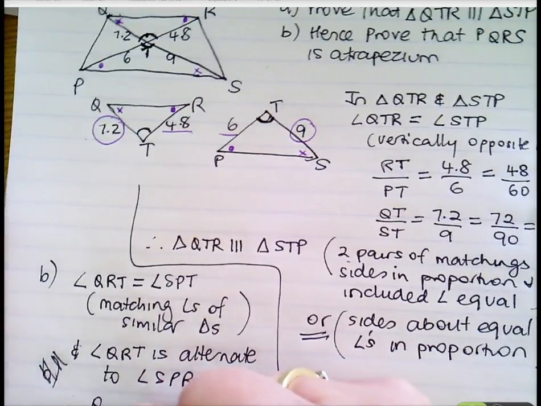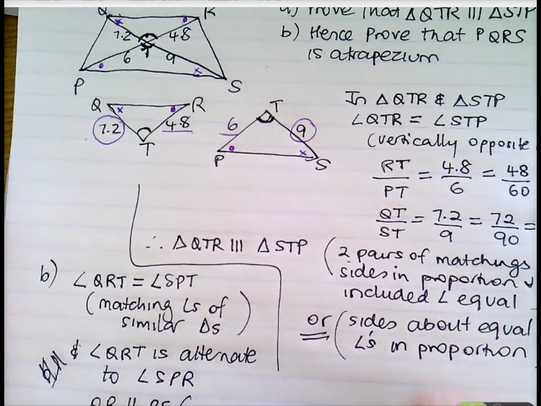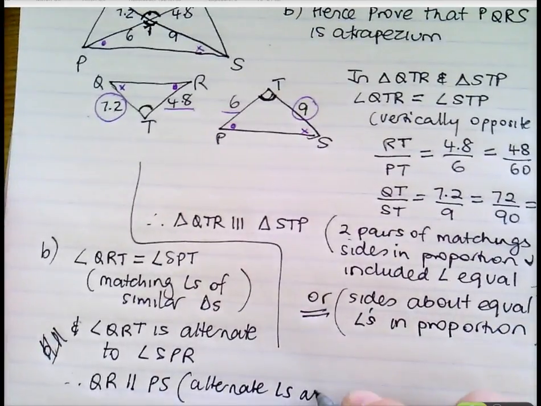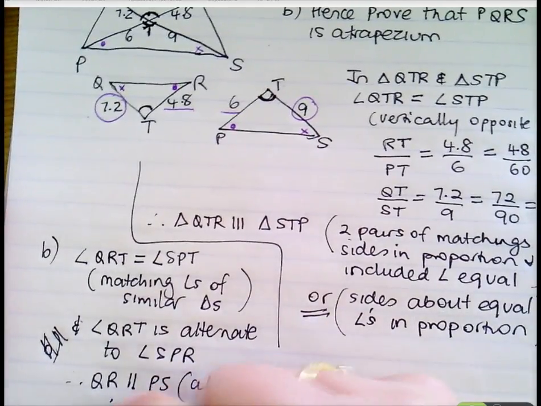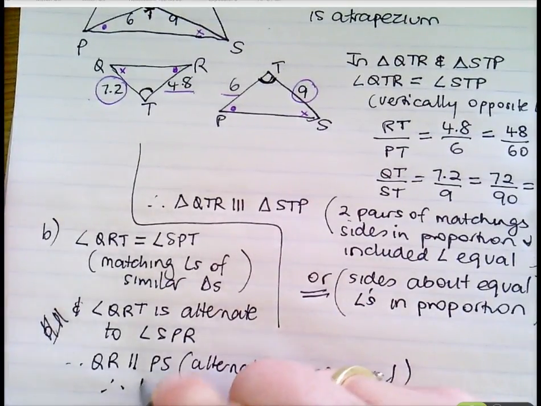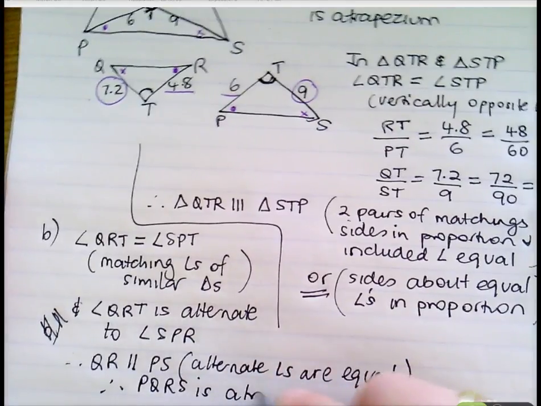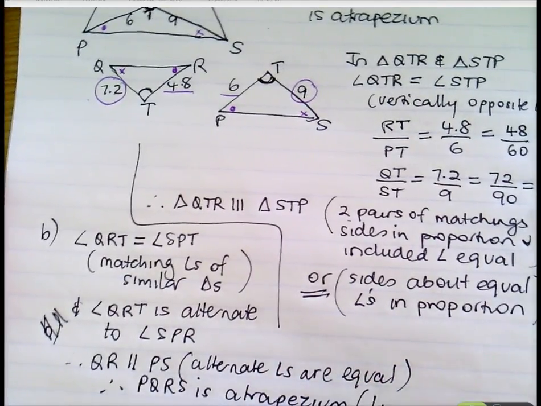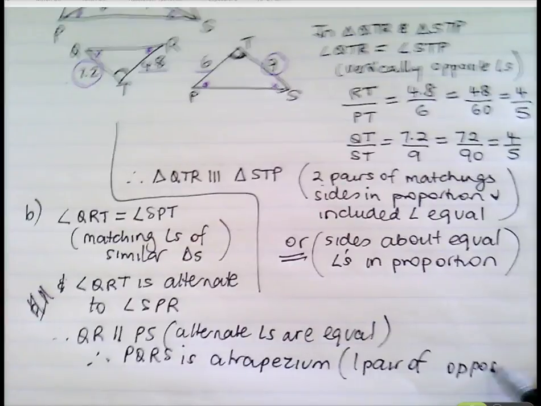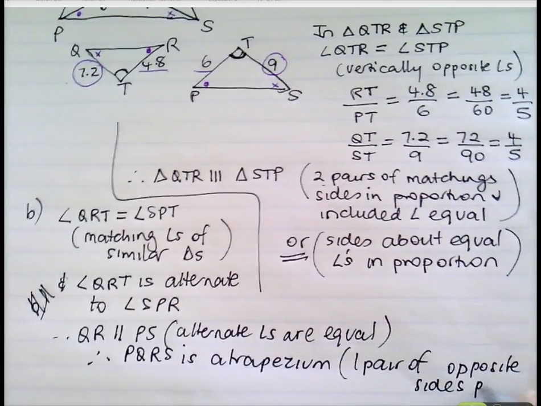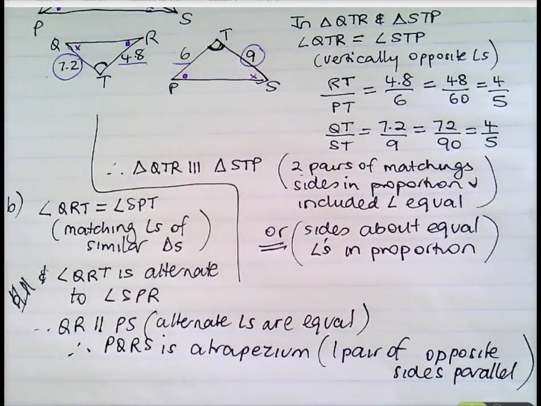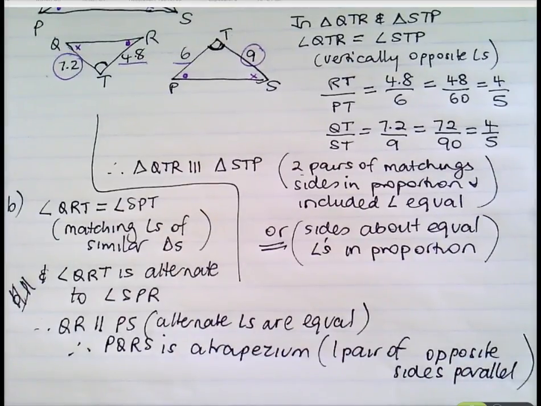So therefore we can say that QR is parallel to PS. Why? Because those alternate angles are equal. So therefore, because I've now proven that QR is parallel to PS, therefore PQRS is a trapezium because one pair of opposite sides are parallel. If you've just got one pair of opposite sides parallel, that's the minimum amount of information you need to know that it's a trapezium.